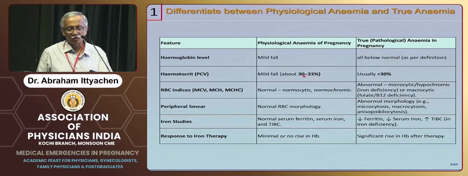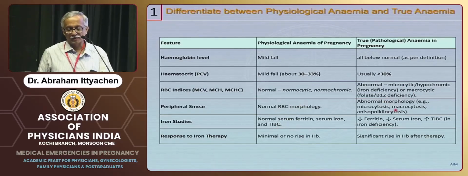If you look at the hematocrit, it comes to the lower range of normal. Here it goes below normal. And probably the tests that are given here, those will clinch the diagnosis, whether it's a physiological anemia or pathological anemia. The RBC indices will all be normal here, but here they'll certainly be abnormal. The peripheral smear will be normal in physiological anemia.